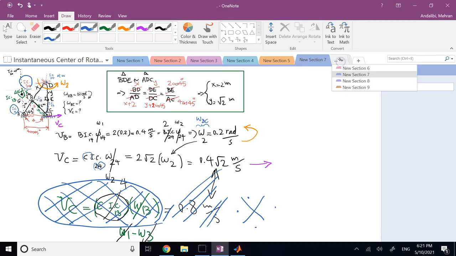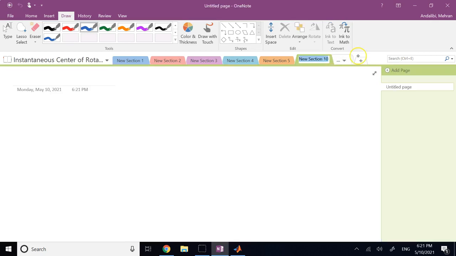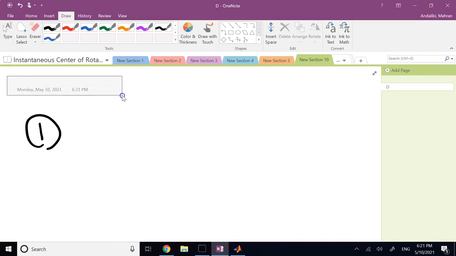Finally, as I said, I want to talk about different scenarios for locating the instantaneous center. So there are several scenarios for instantaneous center. Scenario 1 is this: you basically know V of one point on the rigid body as well as omega of the rigid body.